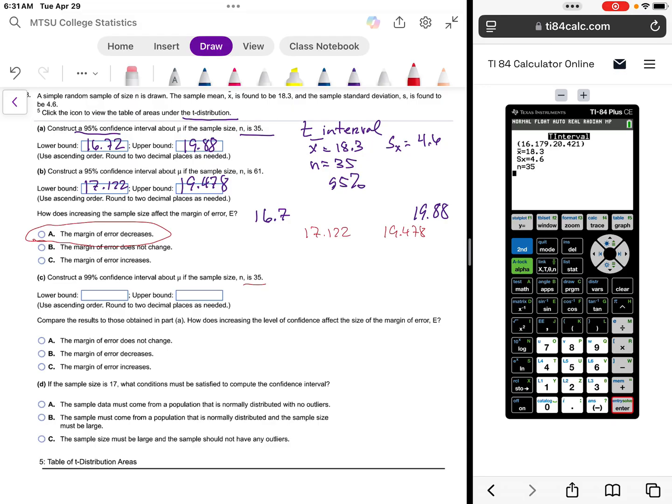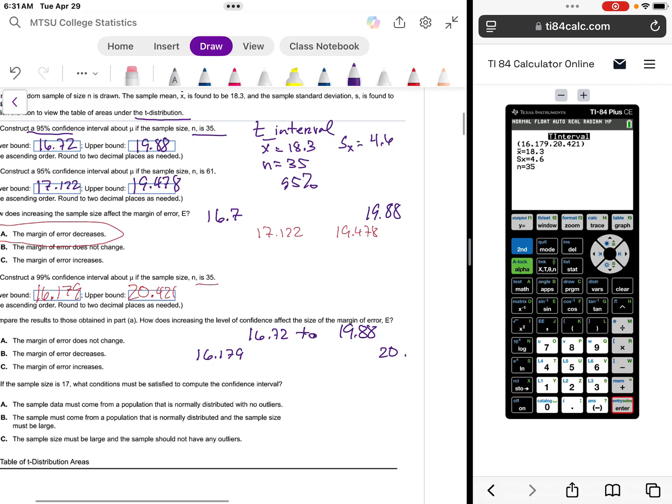And so that I have 16.179 to 20.421. And they asked me now to consider how does increasing the confidence level affect things. Well, let's go back to the original. The original we said was 16.72 to 19.88. And then now we have 16.179 to 20.421. So it actually got wider.